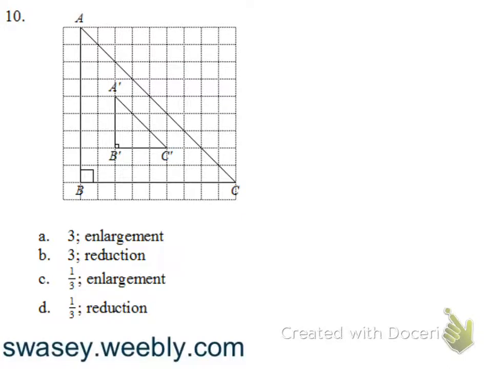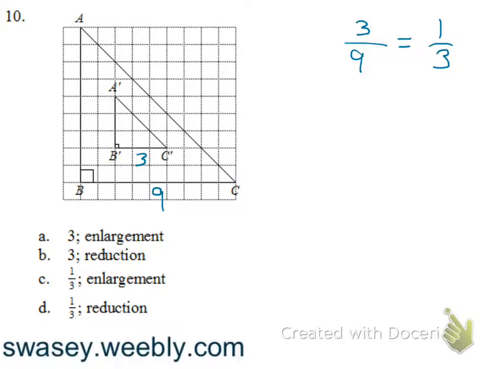Number 10, we'll do new over original to find the scale factor. And so from B prime to C prime, that's 3. So that's a new over the original B to C. And I'm getting 9. I'm going to count that. So that's 1/3.